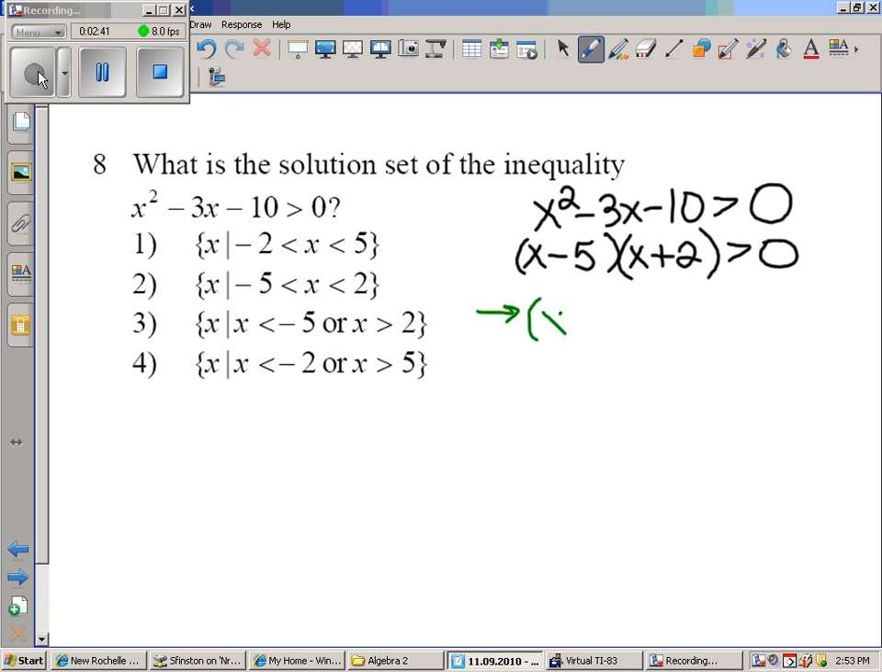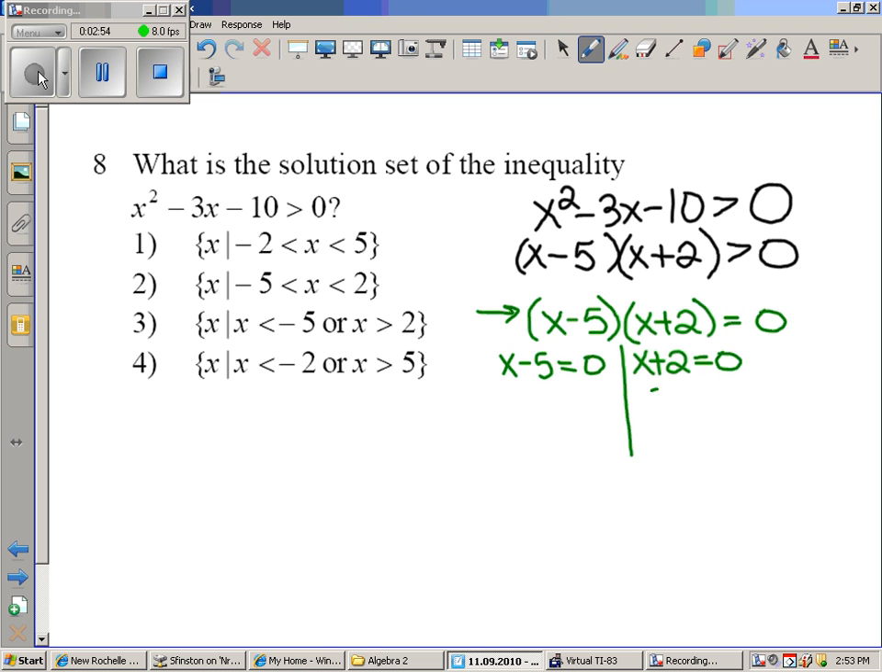From here, we go looking for what's called the critical values. And you do that by just setting it equal to 0 and solving it. So that's what we're going to do. We're going to do x plus 2 equals 0 and x minus 5 equals 0. Subtract 2, x equals negative 2. We add 5, and x is going to be equal to 5. And those are our critical values.